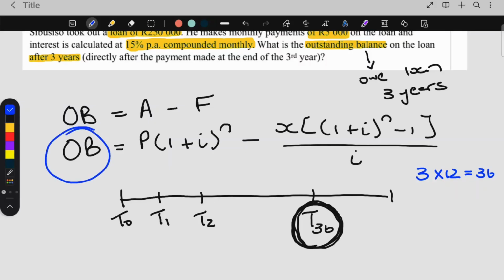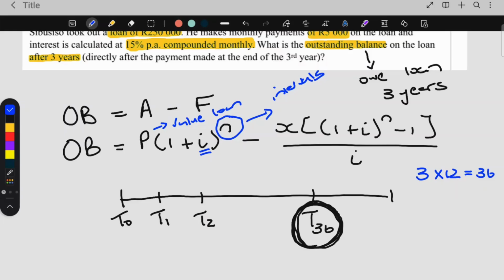In the outstanding balance formula, this P is the value of the loan. This I is the interest. Then this N is the number of intervals you paid interest. Our intervals were months, so this is the number of months you paid interest, up until T36. Then this X is our monthly payment.